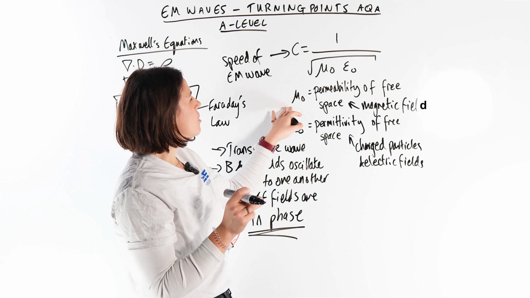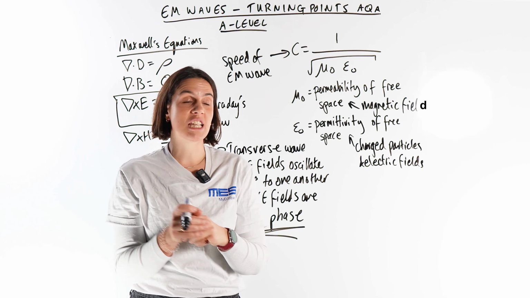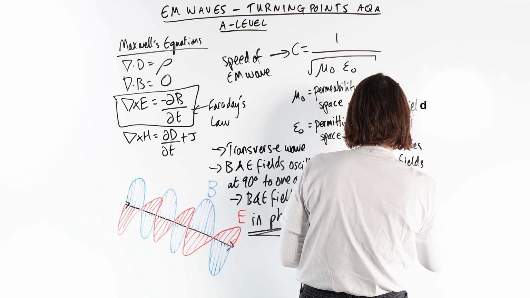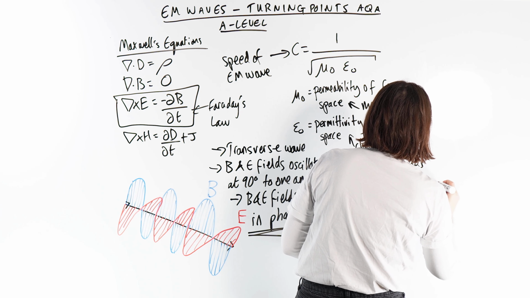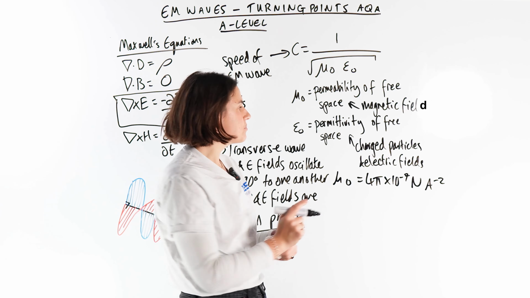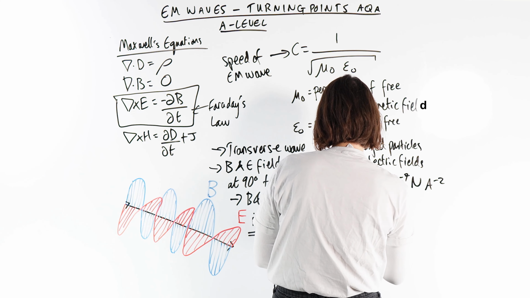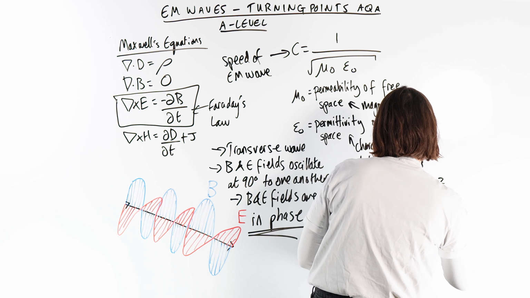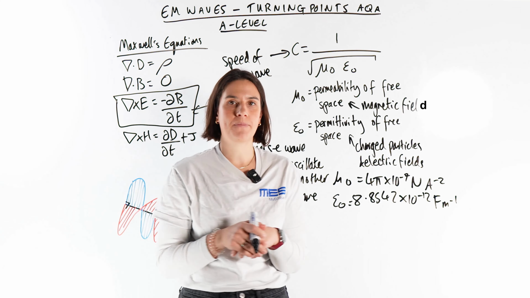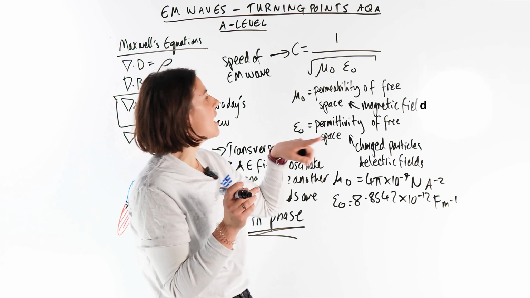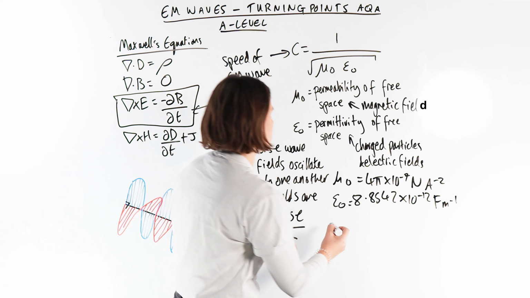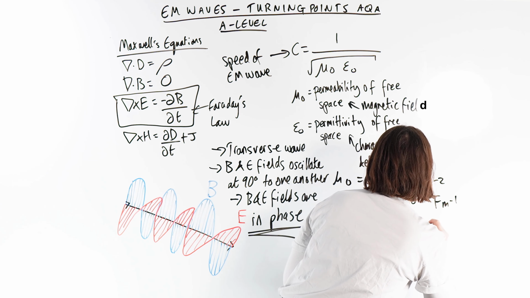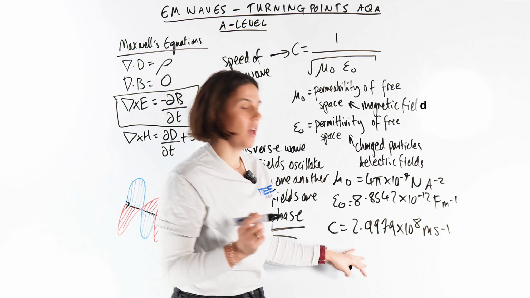Now, mu naught and epsilon naught could both be determined experimentally. Mu naught was found to be 4 pi times 10 to the minus 7 newtons per ampere squared, and epsilon naught was found to be 8.8542 times 10 to the minus 12 farads per meter. Combining these together in this equation gave the speed of light to be 2.9979 times 10 to the 8 meters per second.